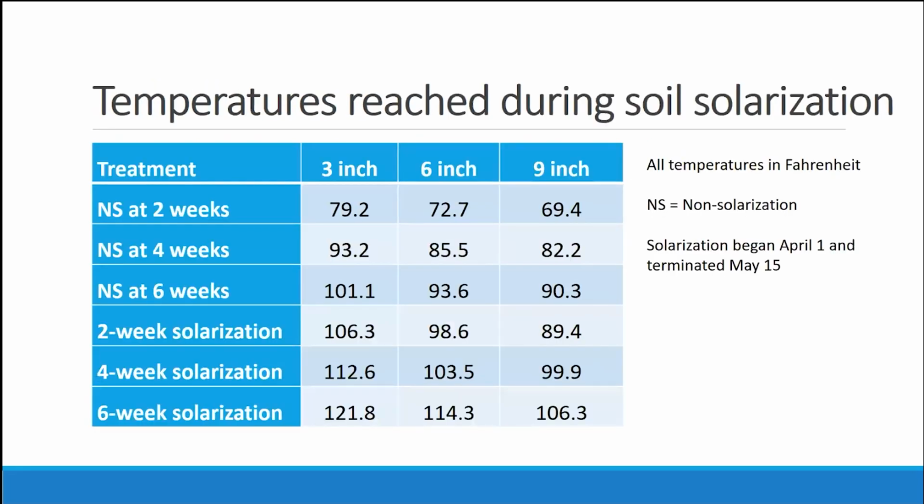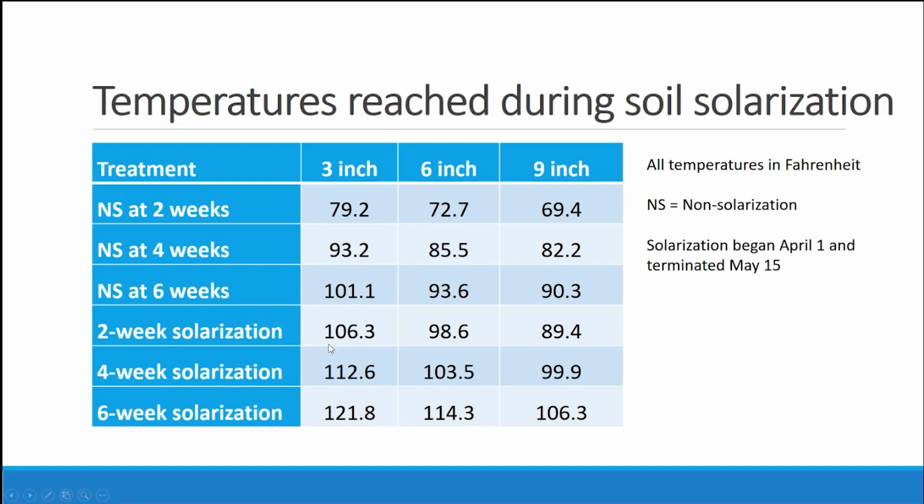This is just an example, part of a project we did last year. We did soil solarization beginning April 1st and terminated May 15th. So we did 2 weeks of soil solarization, April 1st to April 15th; 4 weeks, the entire month of April; and then 6 weeks of soil solarization that ended in mid-May, right? We collected soil temperatures at 3, 6, and 9 inches. We buried data loggers with sensors that could collect those temperatures.